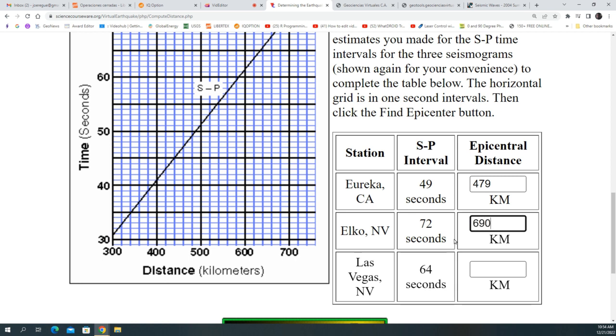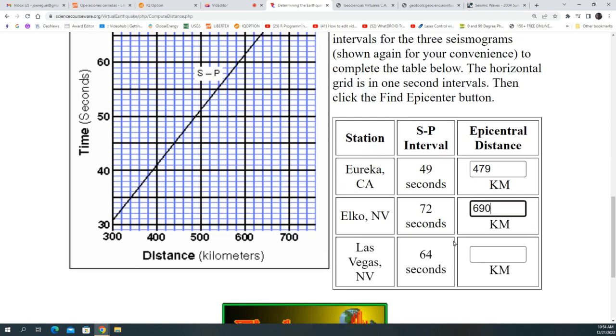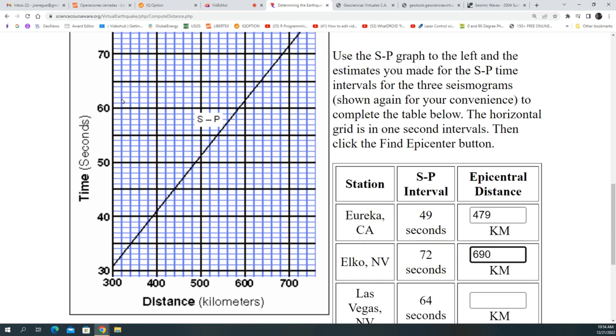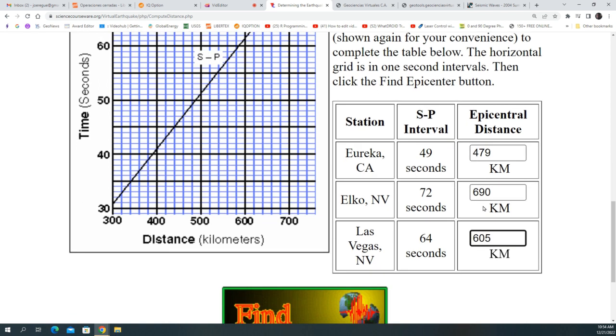And we're doing this really rough. The automatic picking right now by computers is much better. But I want to give you the idea of the procedure. Okay? So Las Vegas was 64 seconds, and that, according to the tables of velocity, should put us here at about 605 kilometers from whatever we are.